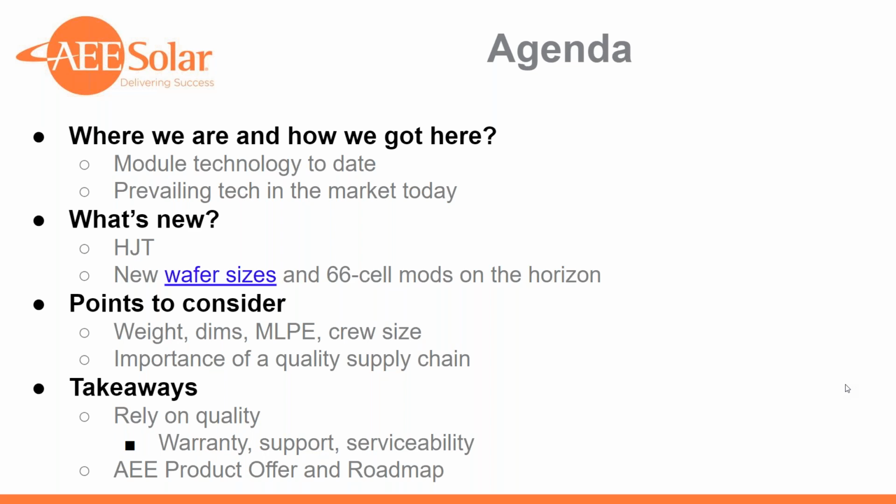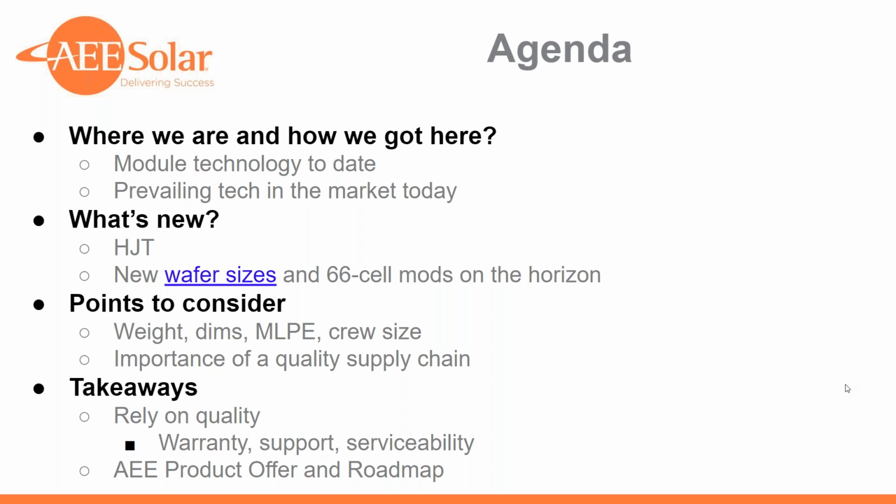So what's the prevailing module technology? How did we get here? A little bit about how modules have evolved over the years. Most of what we're going to talk about today, though, is what's new. So some new module technologies like HJT. We'll talk a little bit about a somewhat new topic, and that's split cell technology. It's pretty widespread, pretty common at this point. Most of what we'll talk about, though, is going to be new wafer sizes, new formats on the horizon.